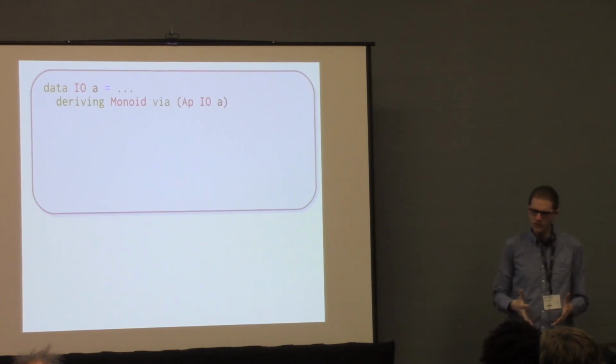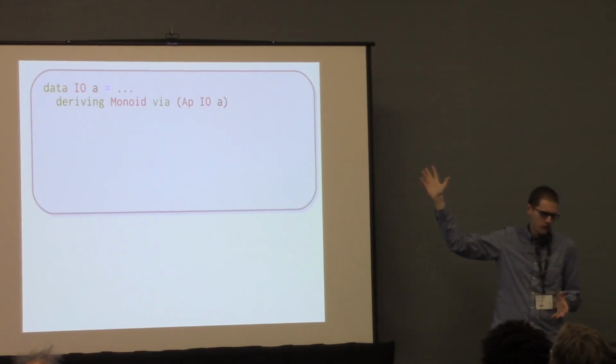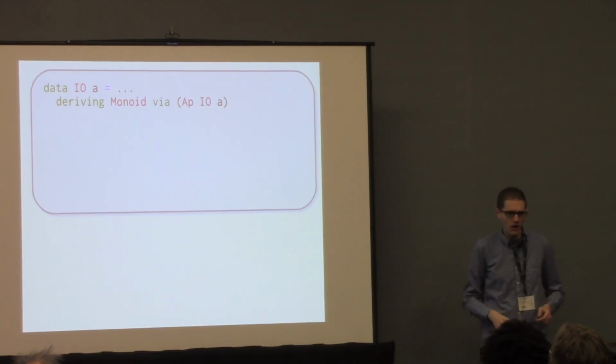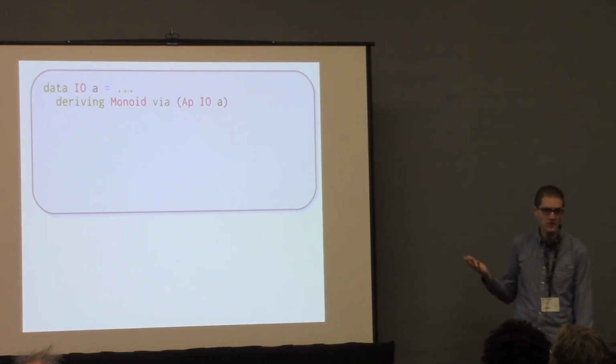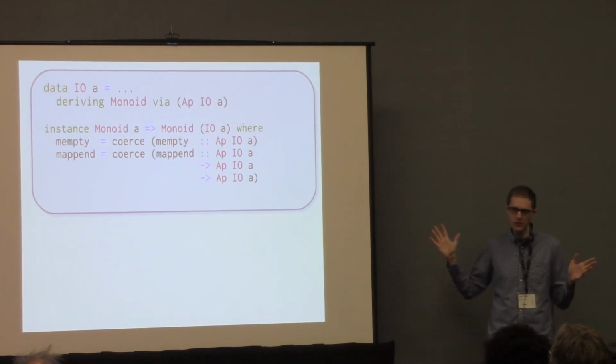So now that we have coerce, I can finally explain what kind of code this generates underneath the hood. When you say something like deriving Monoid via App IOA, then behind the scenes, this is the instance that it generates. So once again, we're no longer explicitly appealing to the applicative methods here.